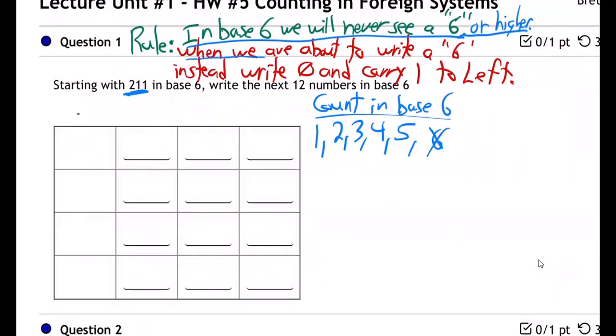When we are about to write a 6, instead, write 0 and carry 1 to the left. So instead, write 0 and carry 1 to the left. In other words, you think, well, that's 10. It looks like 10, but it's actually 6, which I know probably seems totally bizarre.